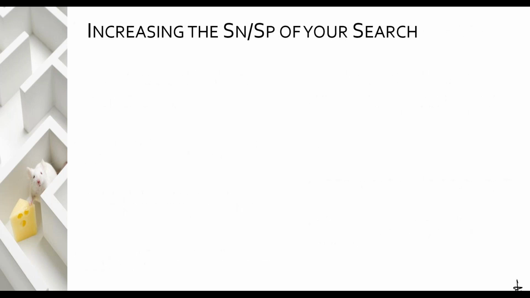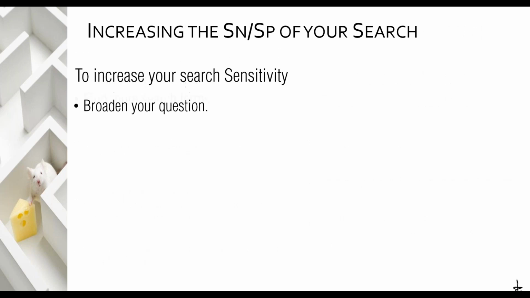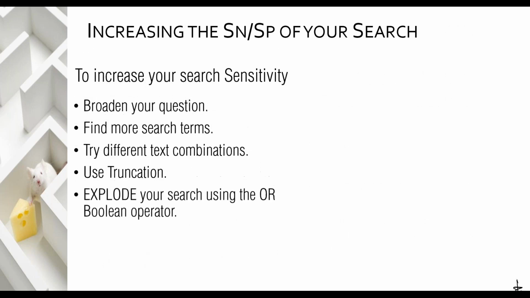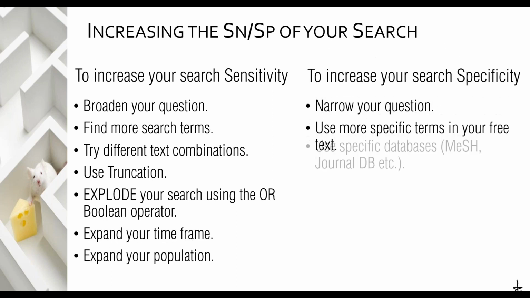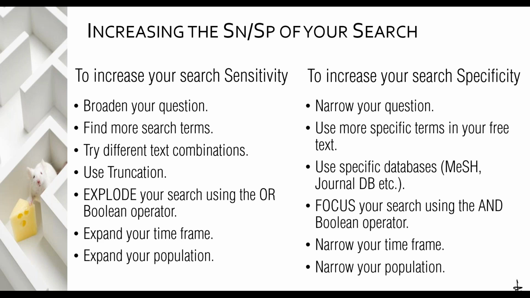So basically, increasing the sensitivity of your search broadens your question. Instead of asking a very precise question, you make it a little bit more broad. That's usually when you do a search and you get, for example, 2 articles. Probably you're asking a very specific question, so maybe you should make your question a little bit more general.